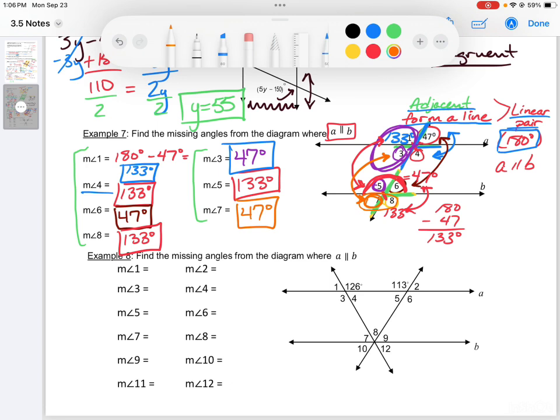Now, pretty interesting last one here. We have a couple of angles, 126 and 113. And so the fact that these are different lets you know that these two transversals have different slopes.